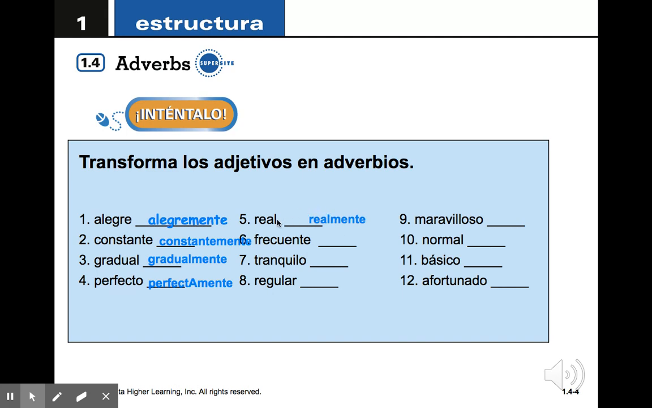Real, realmente does not end in an O. Same thing, frecuente, frequent. Frecuentemente, no change. Let's do uno más. Tranquilo, tranquil.